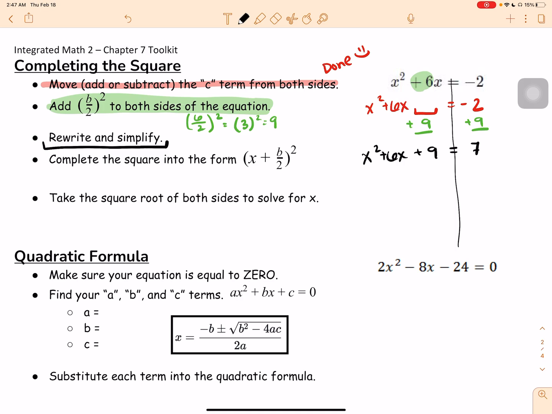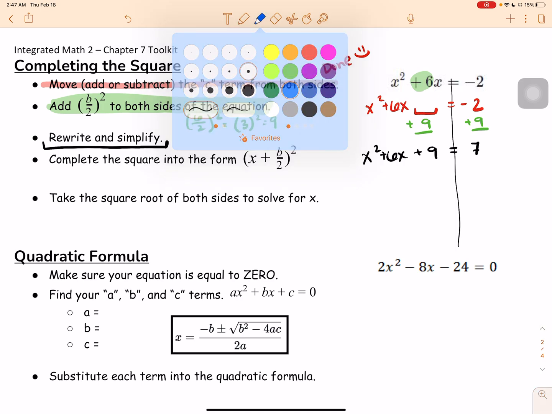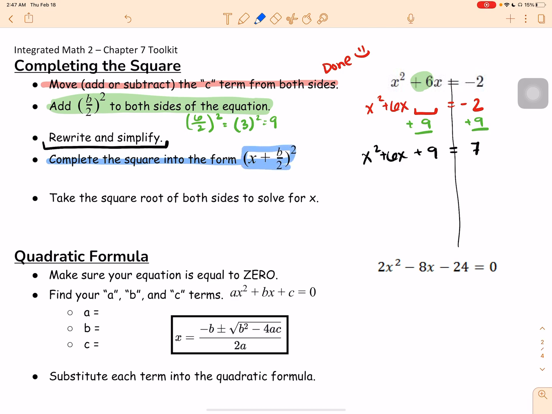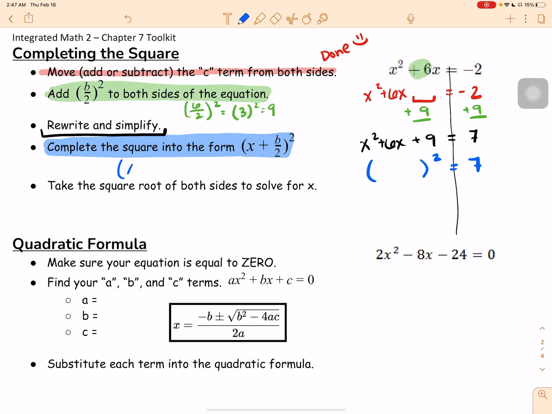Okay, so that was basically the rewrite and simplify step. So now we have to complete the square into the form x plus b over 2 squared. So here's how we do that. Sorry, you guys know I like color coding. To write that, we're going to have parentheses squared equals 7 still. Our x plus our b is 6 still. It's the same b over 2 squared. 6 divided by 2 is 3, and it was a positive 6, so it'll be a positive 3. So inside here will be x plus 3 squared.